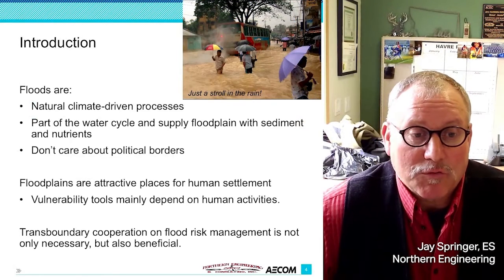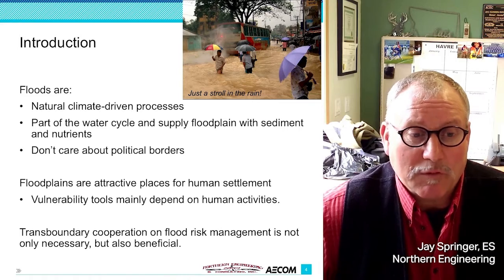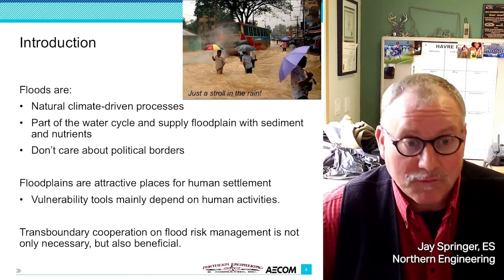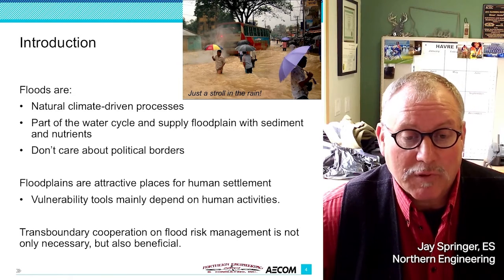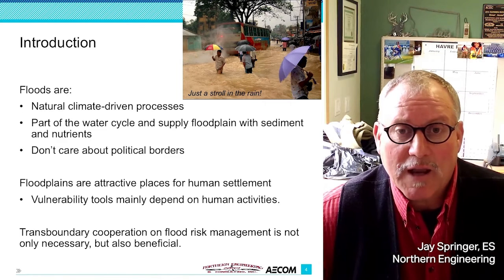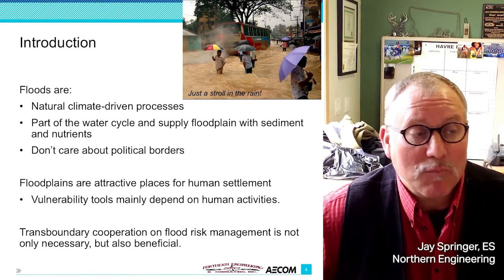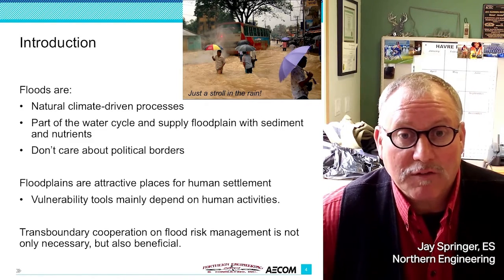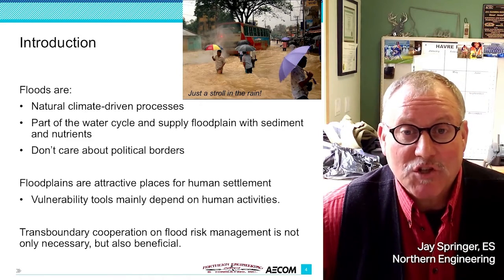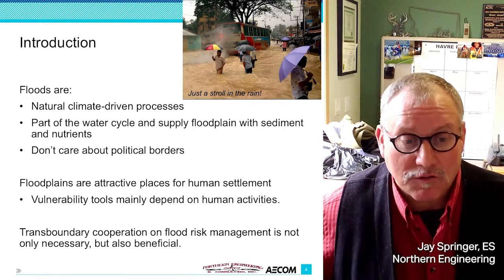So floods, they're a natural climate-driven process. They're part of the water cycle and supply floodplains with sediment and nutrients. And they don't care about political borders. They're going to flow where they're going to flow. Floodplains are attractive places for human settlement. Vulnerability tools may depend on human activities. So what do we do? Like here where I'm at, I'm in Havre, Montana. It's up north, just 40 miles south of the Canadian border. And we have real broad, shallow flooding. We control it mostly with levees. The Corps of Engineers is an intricate part of that.